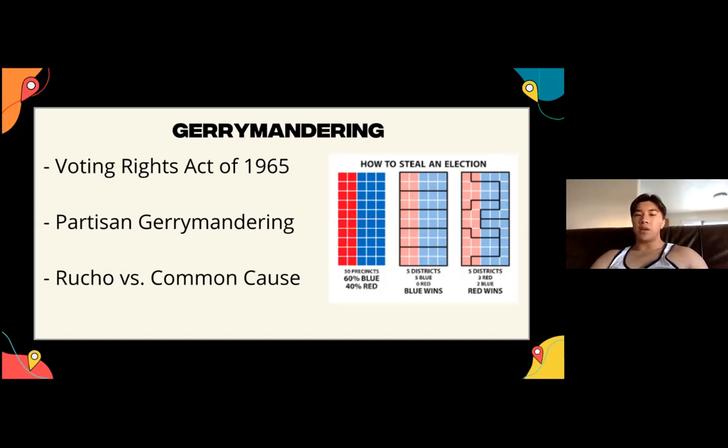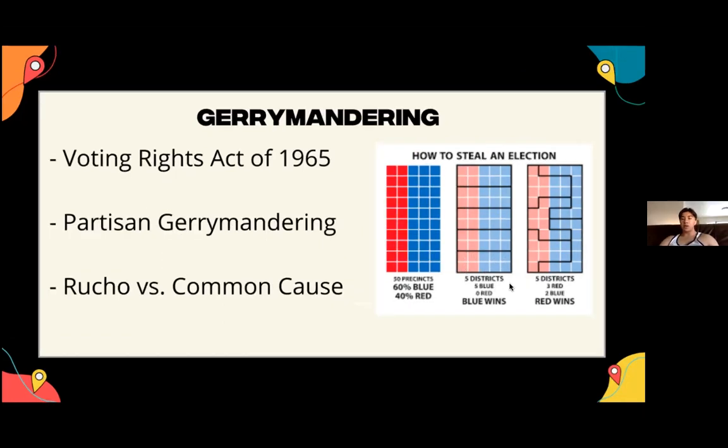In this graphic over here, it shows you partisan gerrymandering. You can see that there are 60% blue votes and 40% red votes. Gerrymandering for the blue side would be drawing the districts in this way, where there are a majority of blue votes in all 5 districts. So then they win all 5 districts. And another example of gerrymandering is how you can redraw the districts so red wins. Despite having 40% of the vote, they win a majority of the districts because of the way that they have drawn the lines.